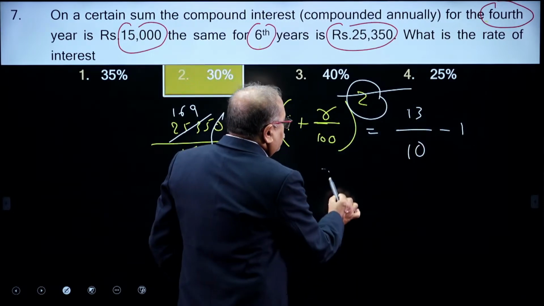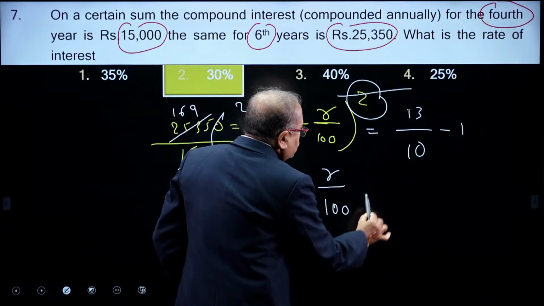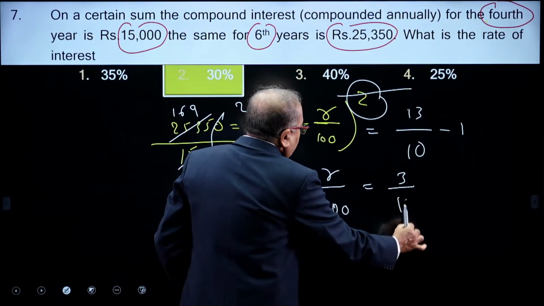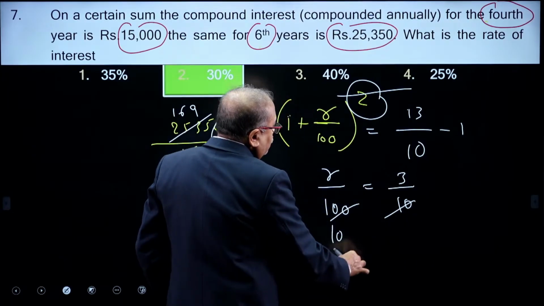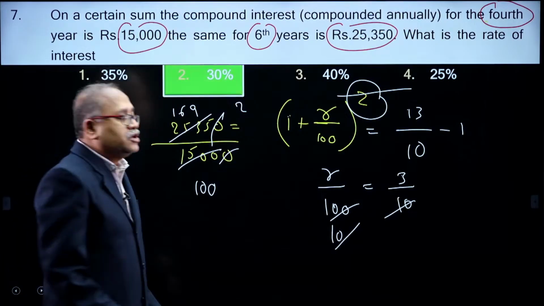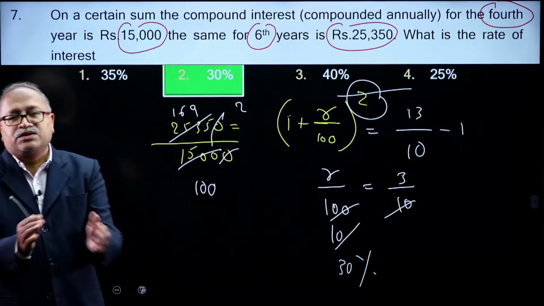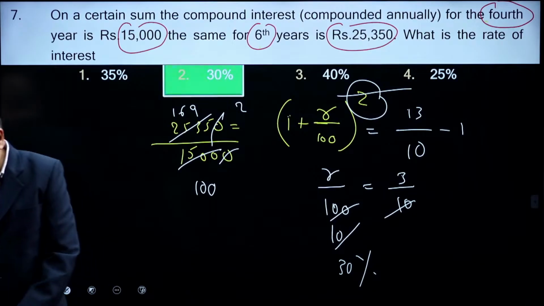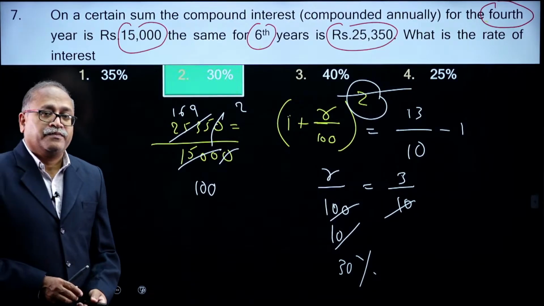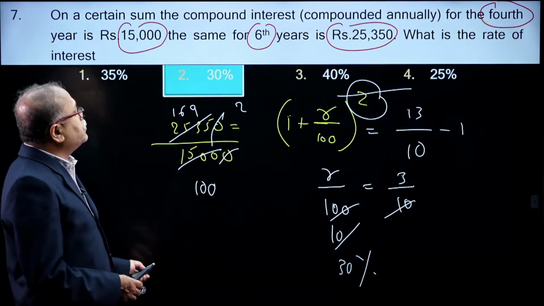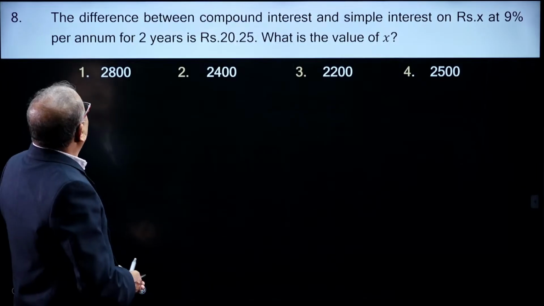3/10. So, you got R/100 is equal to 3/10. Beautifully answered. This is 10 times R is equal to 3 into 10, that is 30. So, 30%. Beautifully answered the question, my dear friend. So, that means you understand this concept. Let us move on to the next question over here, and it is this.